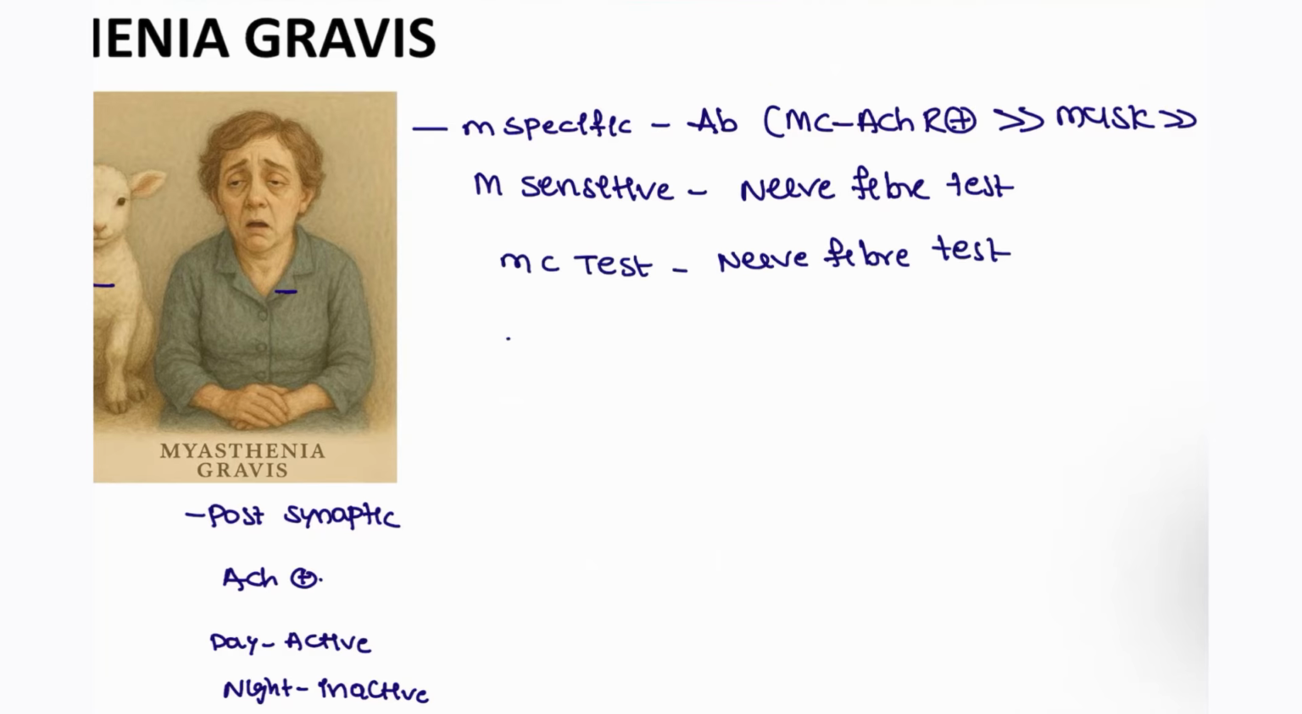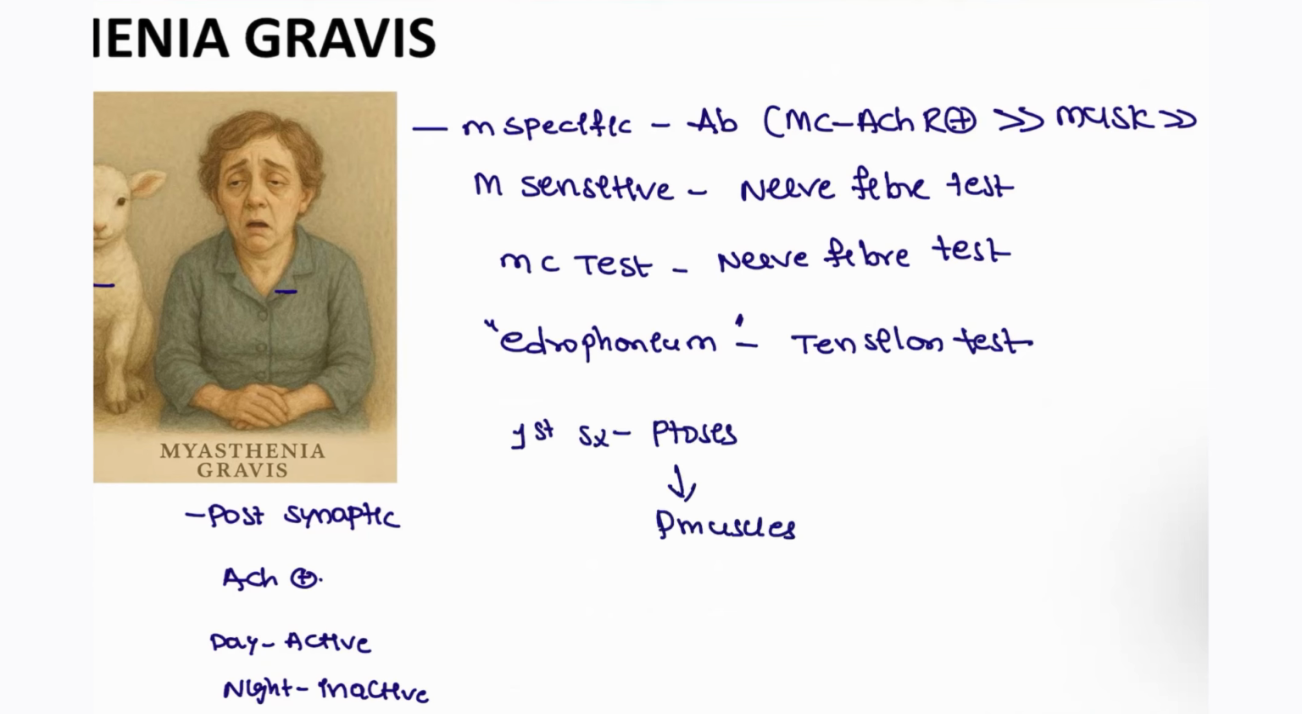Next, the edrophonium test. Edrophonium is the drug that we are going to use, and the test name is the Tensilon test. What is the first symptom that you are going to see? Ptosis.